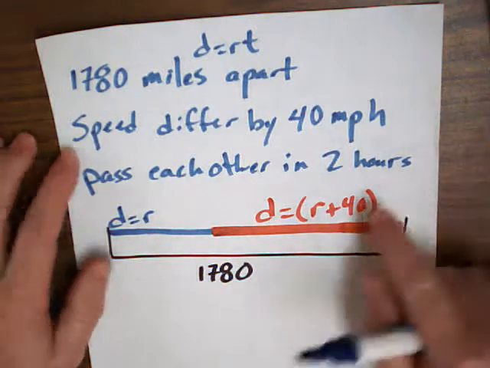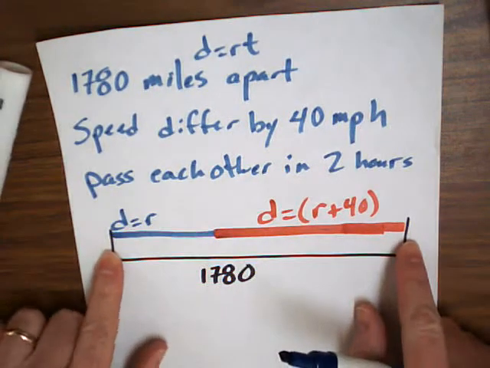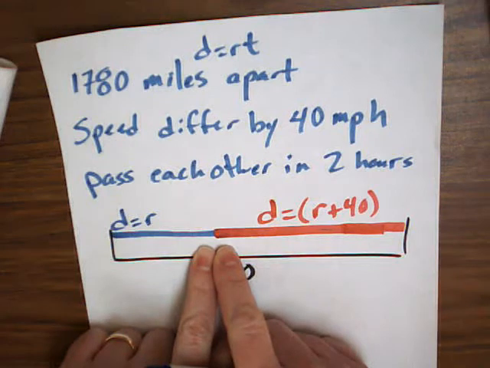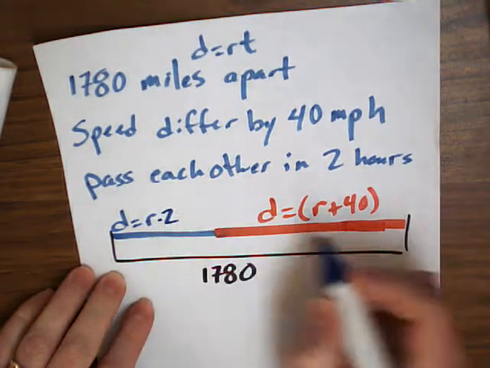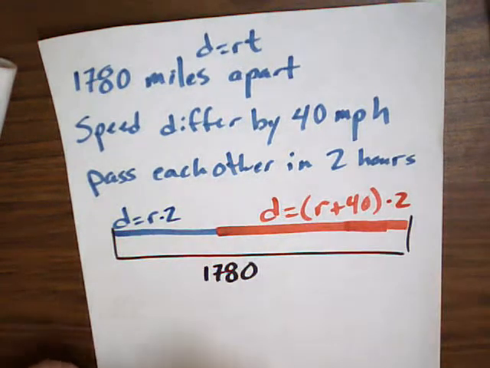Then the other thing I know is that in 2 hours they pass each other. So it took 2 hours for them to meet right here. So they both traveled for 2 hours. So I can put 2 hours for both of them, times 2 and times 2. Does that make any more sense? Drawing a picture out like that a little bit?